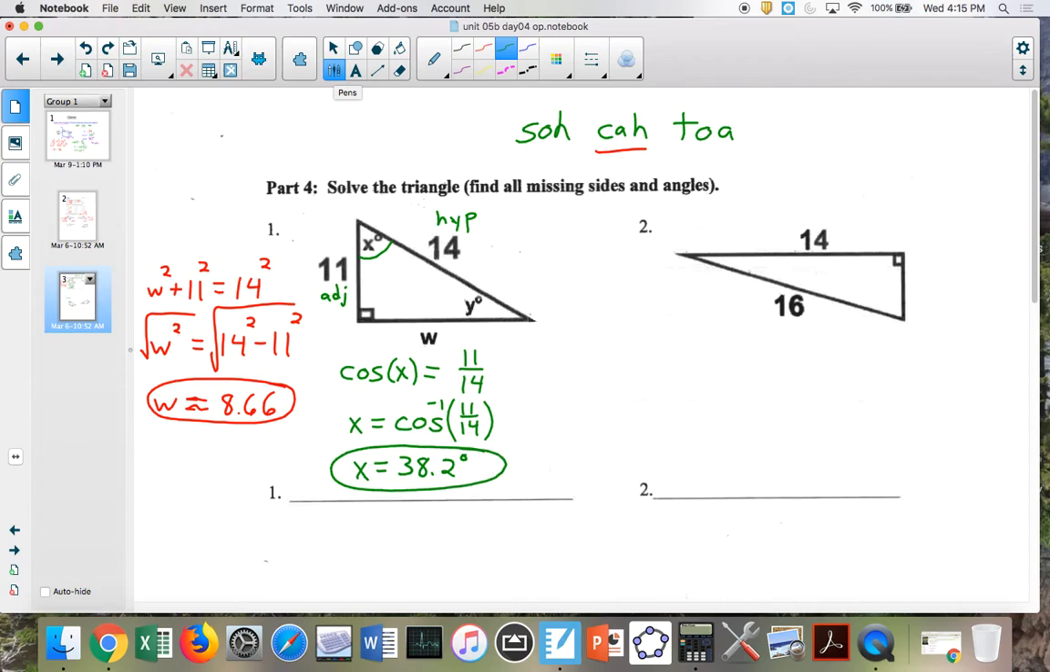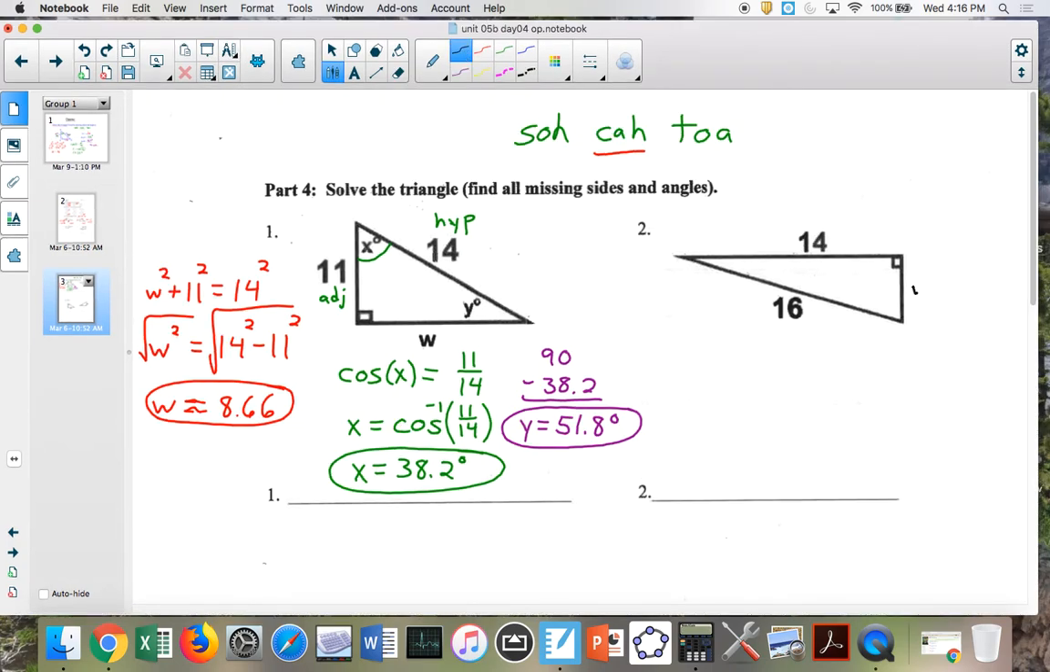So now we have that angle. And to find angle y, we'll just subtract angle x from 90. And that gives you y is equal to 51.8 degrees. And now you have solved that triangle. Number 2 is the same idea. They don't have letters, but you can use any variables you like. Find the missing side. If you want, maybe call this w again. Call one of the angles x. Call the other angle y. And solve it in a similar manner.